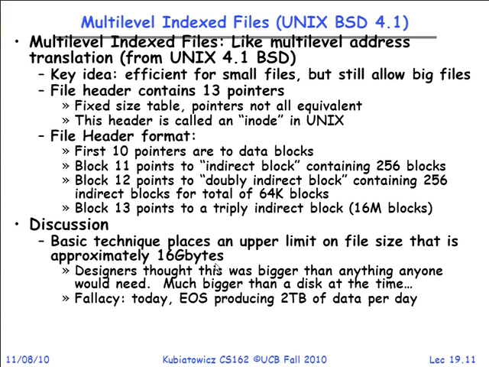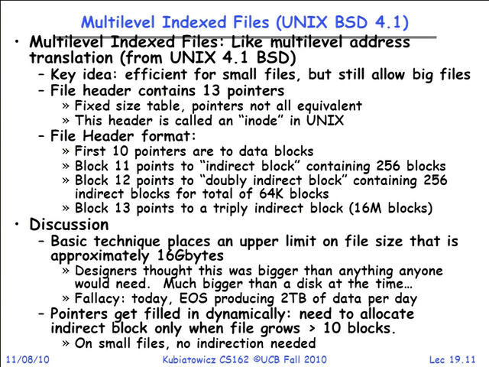So pointers get filled dynamically. You basically need to allocate an indirect block only when the file grows beyond 10 blocks. On small files, there's no indirection. So it's pretty efficient for small files, but it handles the, and I say big in quotes, files well. And all we need to do to handle modern formats is make the block size 4K and then put an extra, quadruply indirect pointer in here, and we pretty easily make for very large files. Question?